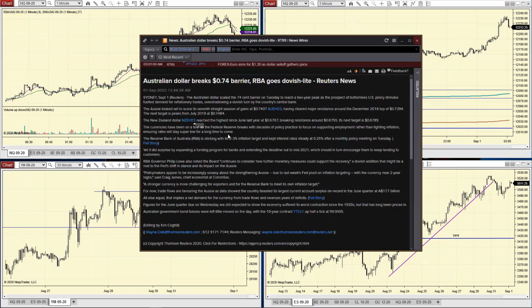The New Zealand dollar reached its highest since June last year at 67.67, breaking resistance at 67.55, with its next target at 67.89. The currencies have been on a tear as the Federal Reserve breaks with decades of policy practice to focus on supporting employment rather than fighting inflation, ensuring rates will stay super low for a long time to come.